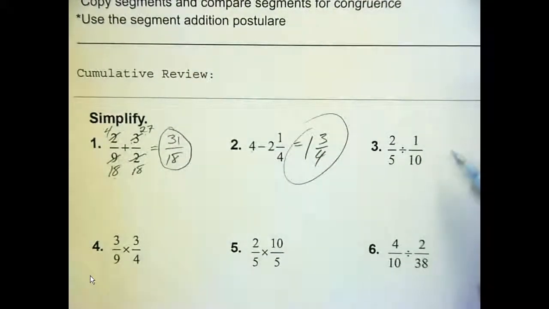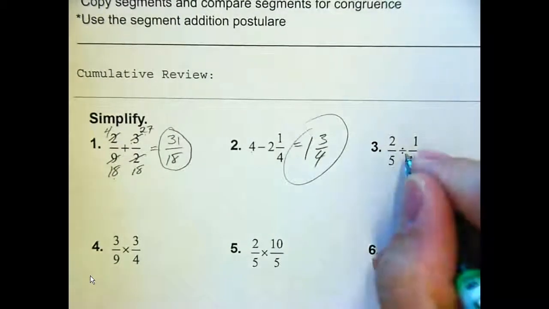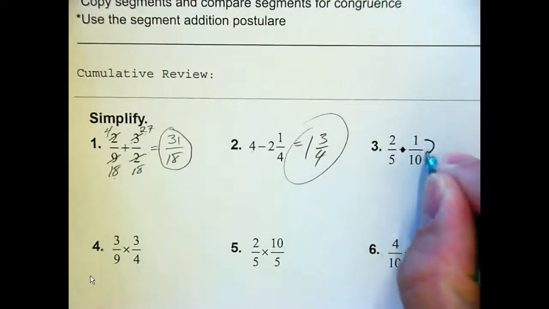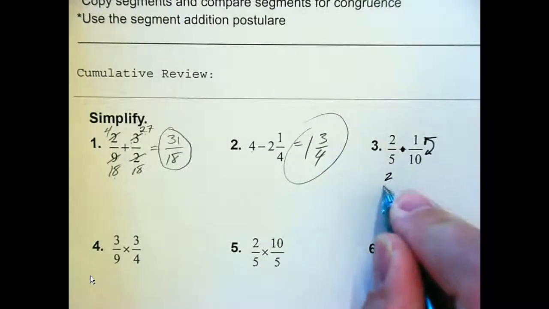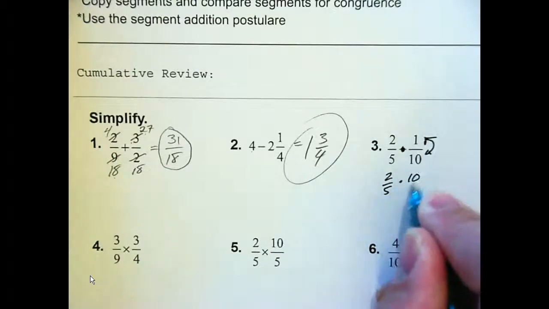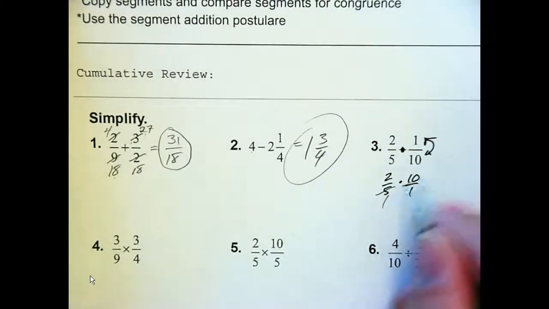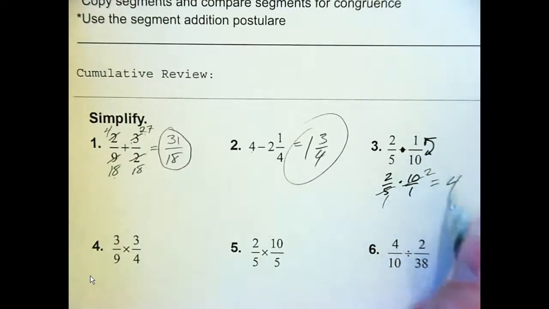Do I need a common denominator when dividing? Don't need a common denominator when dividing. But what I could do is I can change this to multiplication and flip this one. That gives me 2/5 times 10/1. Our minds usually work better when we're doing multiplication than division. So what happens here? We cancel. That becomes a 1. That becomes a 2. And we're left with 4.